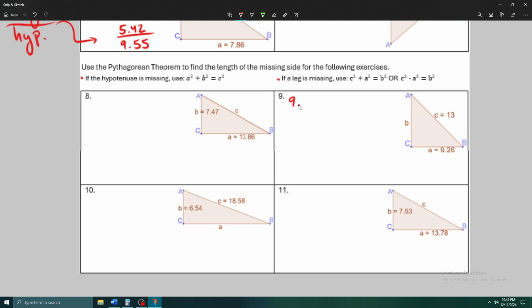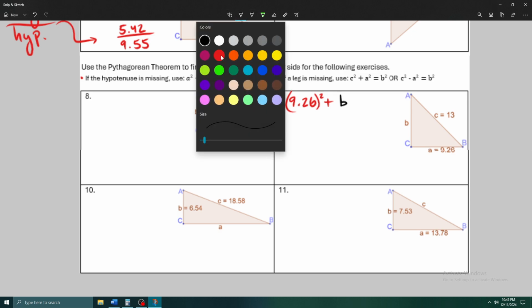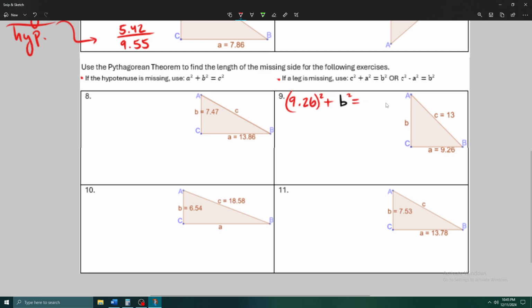I know that 9.26 squared plus b squared, we do not know what b is, so maybe I can color code that a little bit. We actually don't know what b is. That's what we're looking for. Equals 13 squared. That's kind of nice, C came out to a whole number. So it's actually just pretty simple. We do some algebra. I can subtract that 9.26 squared from both sides.